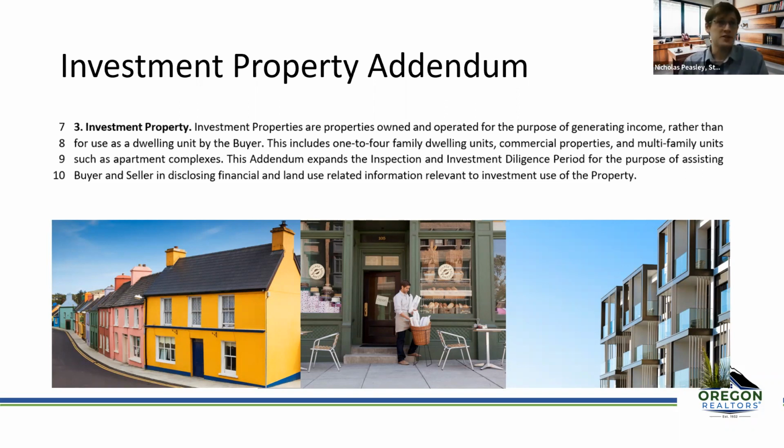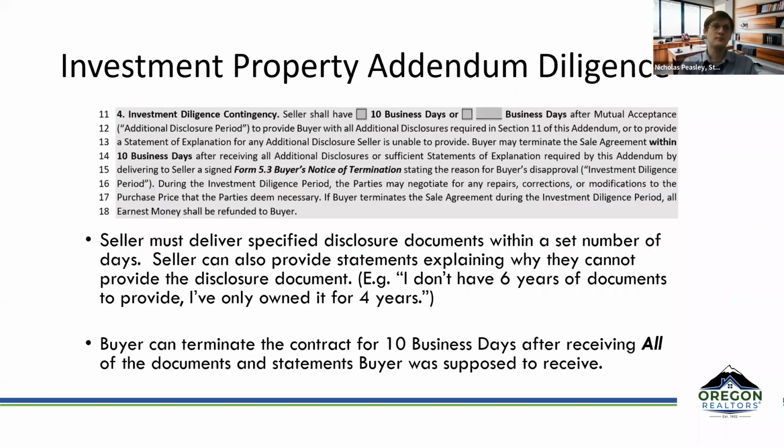They have special additional disclosures that we ask people to do in these cases, and it's usually related more to the finances and the efficacy of the actual commercial going concern at that point. So just be aware. If you're doing a transfer of a commercial property or a property that's just being used to generate income, you're going to use Form 4.2, the investment property addendum.